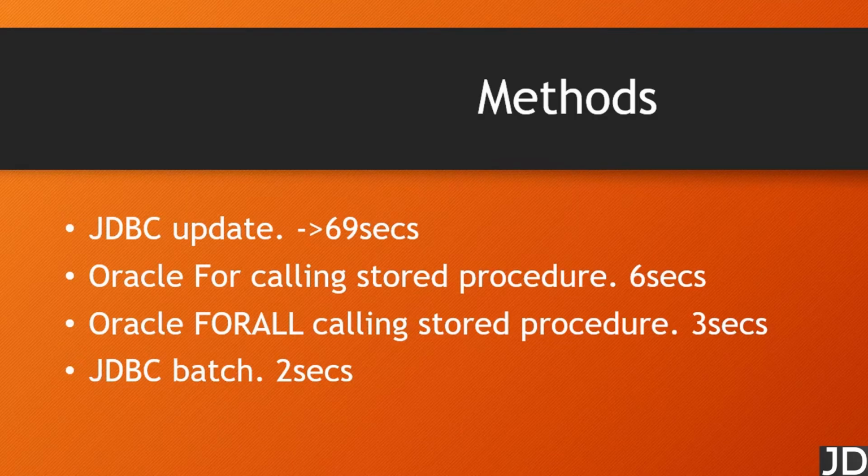Just to summarize the results, this is what we got. Starting with the JDBC update, it took more than 1 minute. And then using the Oracle custom types with stored procedures, it took 6 seconds with the normal for, and it took 3 seconds for the same stored procedure, but in this case using for all. Finally, the winner, the JDBC batch, took only 2 seconds.